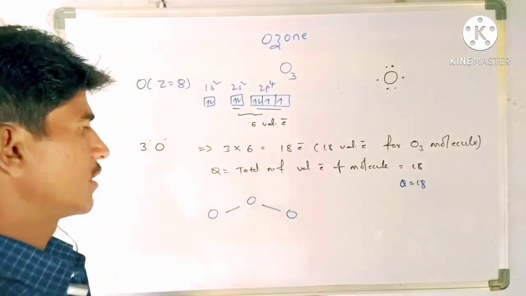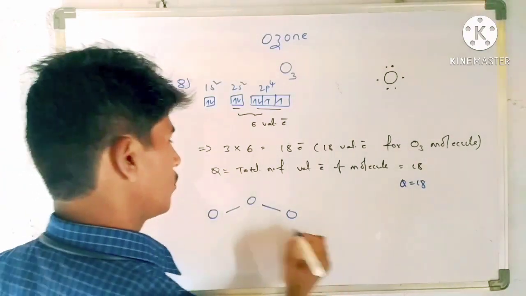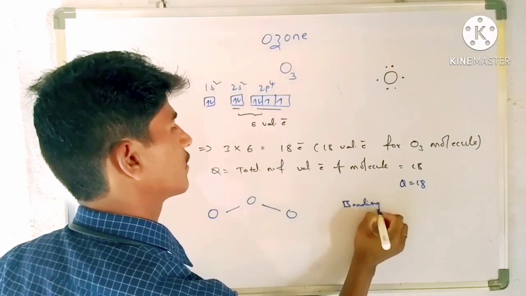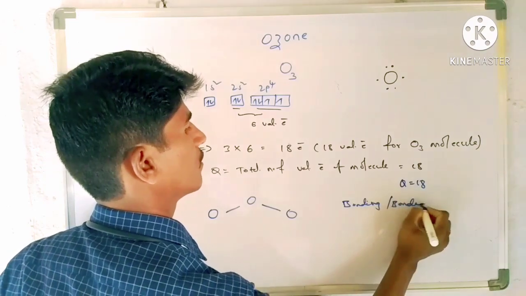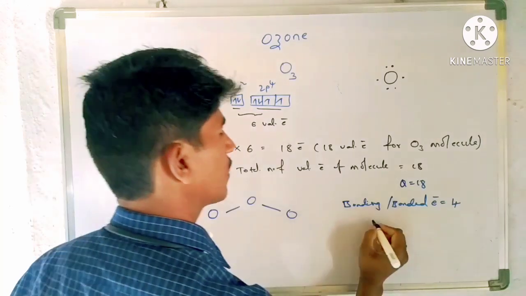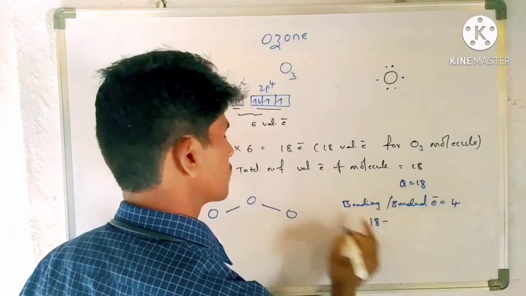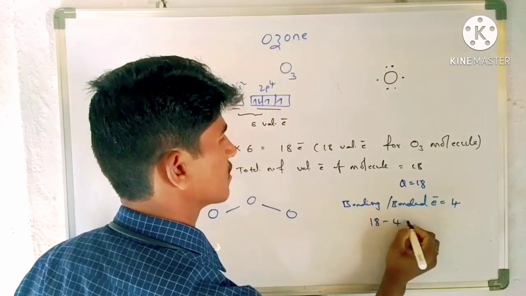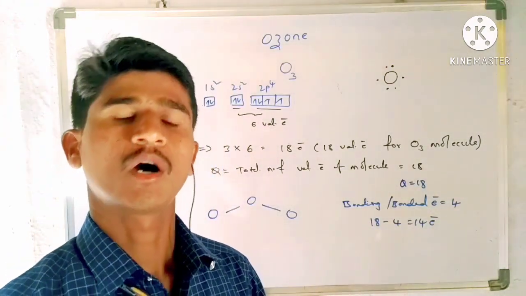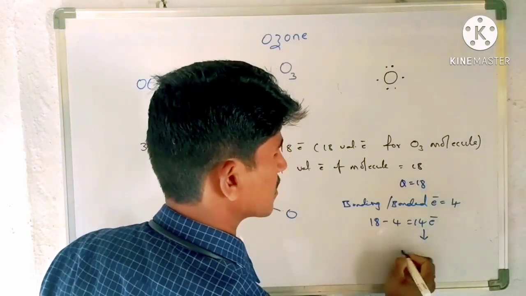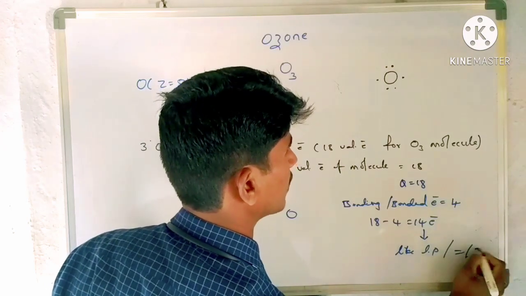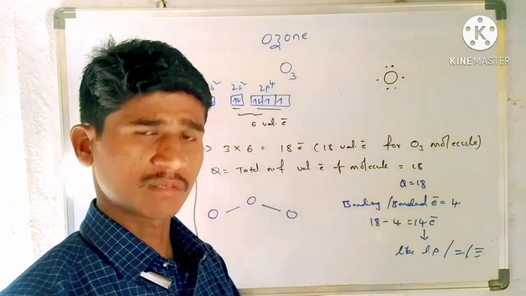Now between the 3 oxygens, 2 bonds are formed. So how many bonded electrons? Bonded electrons are equal to 4. 4 electrons are bonded. So Q minus bonded electrons, that is, total number of valence electrons minus bonded electrons, leaves 14 electrons remaining. Now we have to arrange those 14 electrons. These 14 electrons are arranged as lone pairs as well as double bond or triple bond. So these are the process.